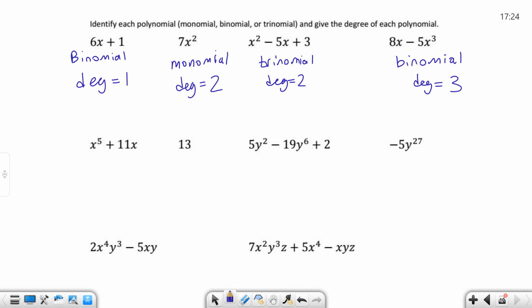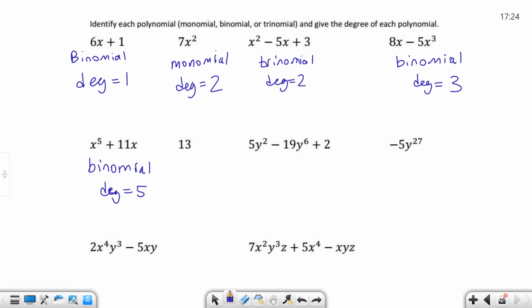So if we keep moving down the page here, the next one has how many terms? 2. It is a binomial. And its degree is what? 5. All right. So notice here the degree is this one. Over here the degree is this one. It's not where it is. It's the exponent. And really, I should have circled this. This is the entire term, and there's the exponent, right? The negative is part of that term.